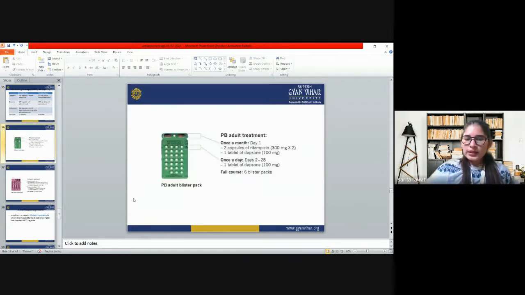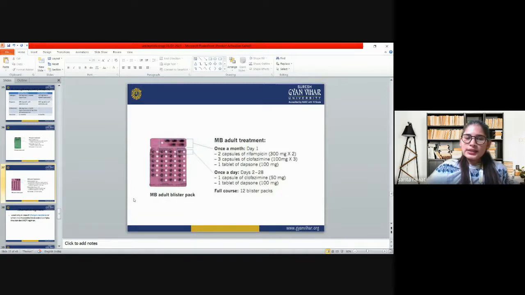Now, as you can see, this is the PB adult blister pack. PB adult treatment once a month, day 1: 2 capsules of rifampicin, 300 mg into 2, and 1 tablet of dapsone, 100 mg. Then once a day, days 2 to 28: 1 tablet of dapsone, 100 mg. For the full course, 6 blister packs are used.